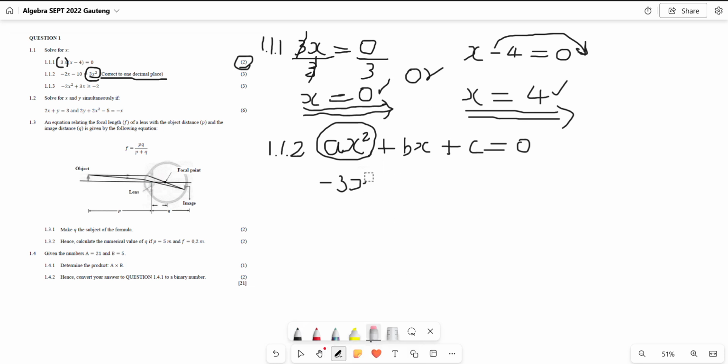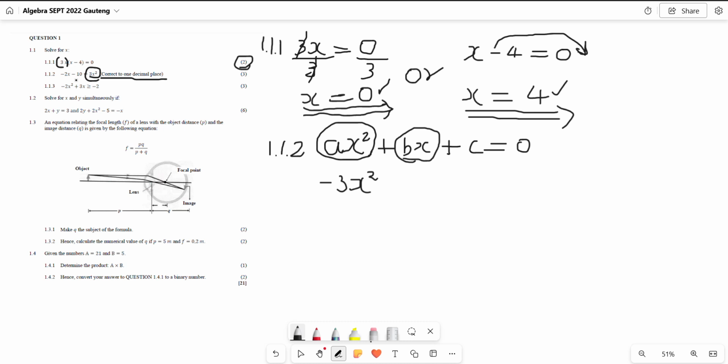negative 3x squared. Now, the second term is the term with an x. Remember, that term with an x was already on this side. Here it is. We don't change the sign. It was already on that side.